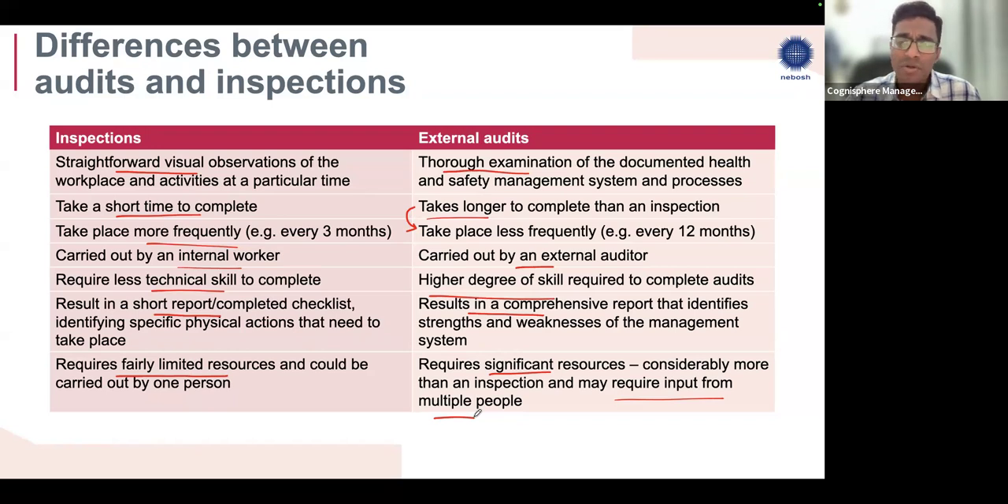So many people's input would be required, and the time and resources would also be required. So it is a very long process and significant resources would be needed. But for inspection, very limited time. One person, maybe 2 man hours of one person is all that is needed for the inspection, assisted by a checklist.